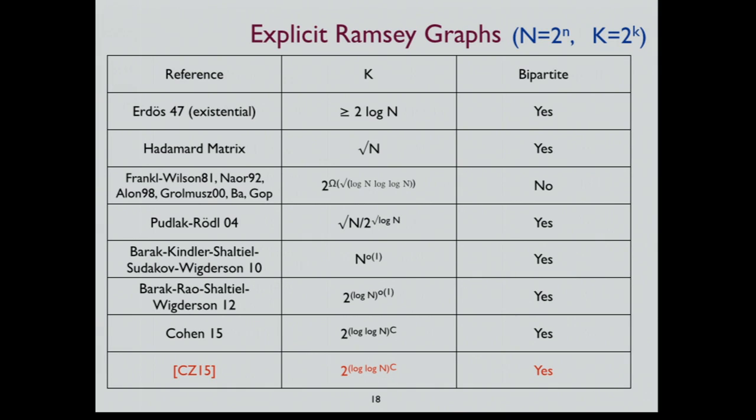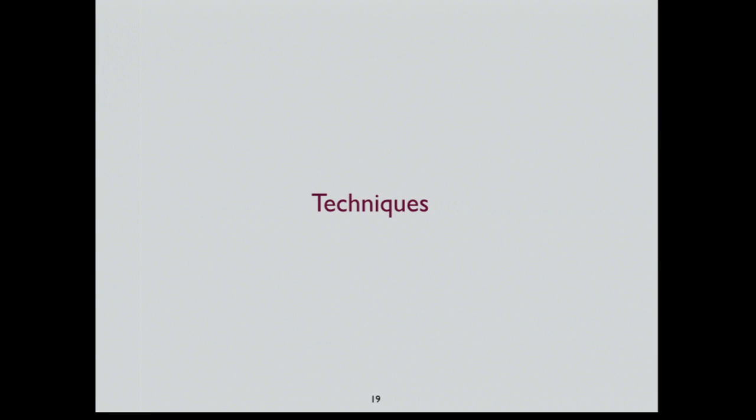And then Brock et al. got it subpolynomial, and Brock et al. again got it even lower. And then what we do, and was done independently by Cohen, is to get 2 to the polylog log n. Okay, so we can get Ramsey graphs, bipartite Ramsey graphs, where k is 2 to the polylog log n. Okay, so those are our results.